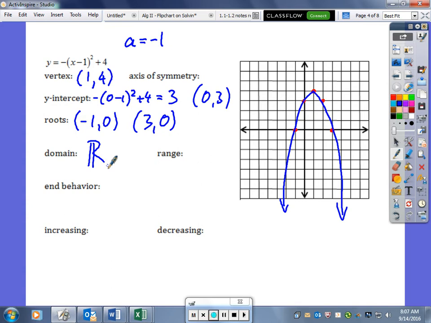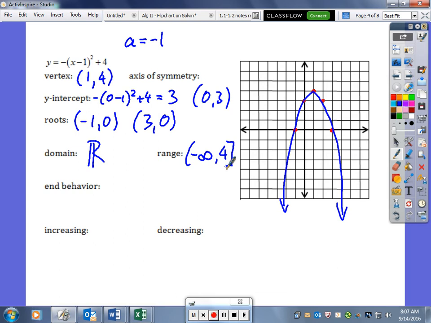The range is not all real numbers. We start at negative infinity and we go up all the way to positive 4. And that is part of our range.